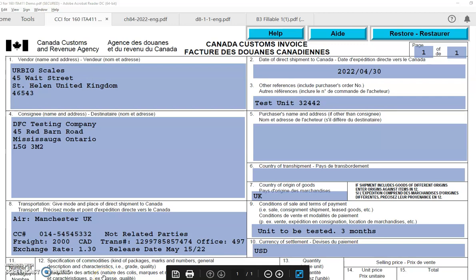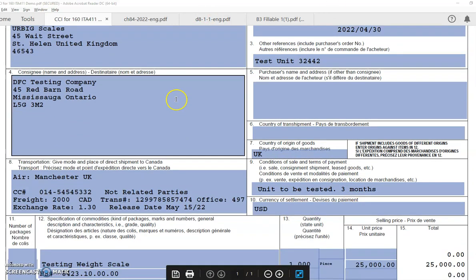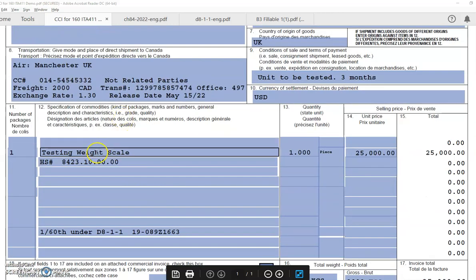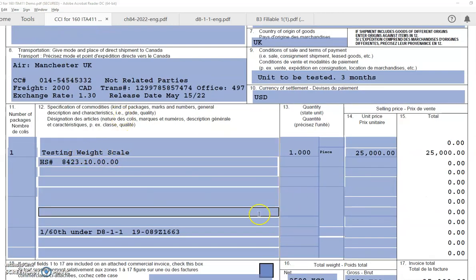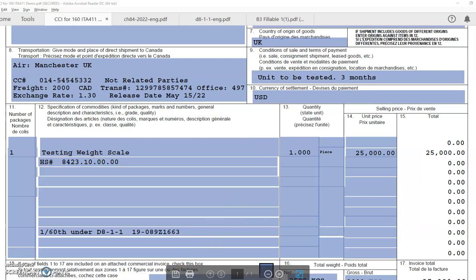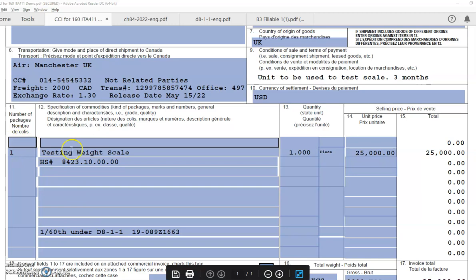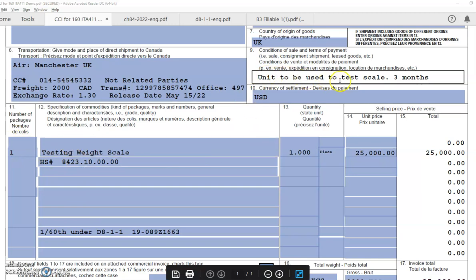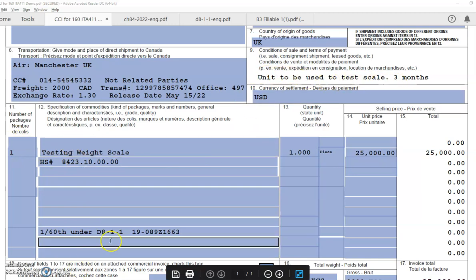Okay, so let's do an actual 1/60th entry. We've got a shipment here coming from the UK into Toronto, into Mississauga, and it is a testing weight scale. It's an item that is used to test articles. So it's a weight scale. The unit is to be used to test scales.